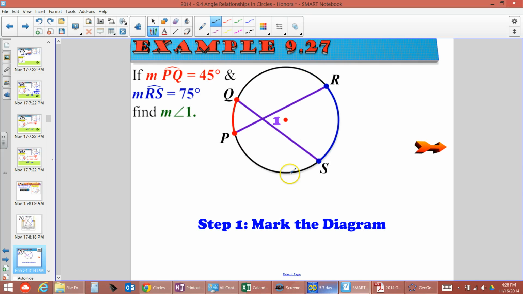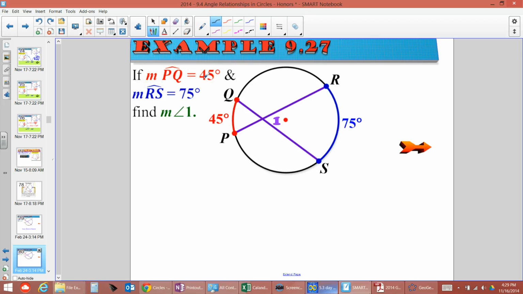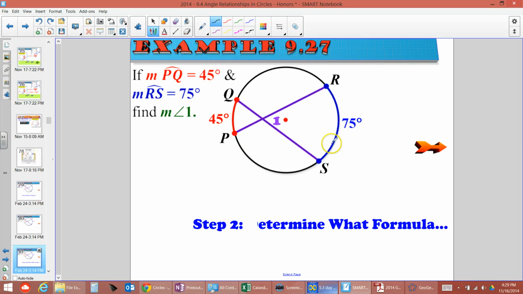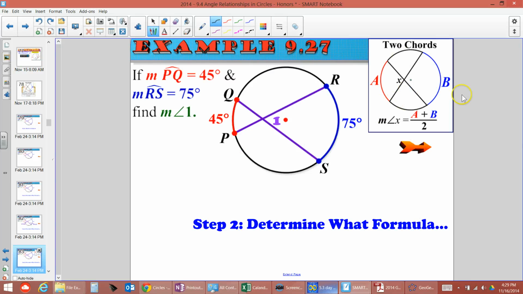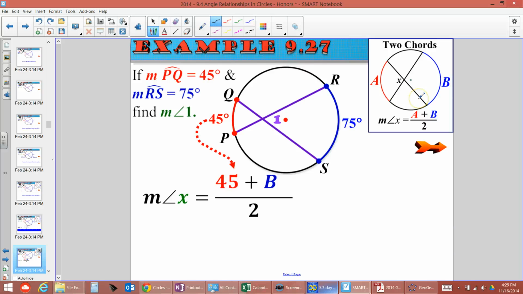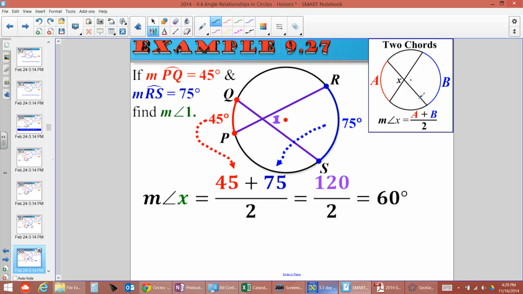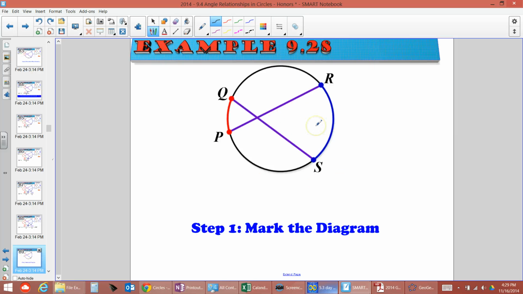Okay, so let's start labeling our diagram. If PQ is 45 degrees, that's that arc, and that arc, angle 1 is we're going to take the 2 arcs and add them together, and then divide by 2. So we find the 2 chords on our cheat sheet, add them together, divide by 2. There it is. So the measure of angle 1, or in this case angle X, is 60 degrees. Okay, mark the diagram.